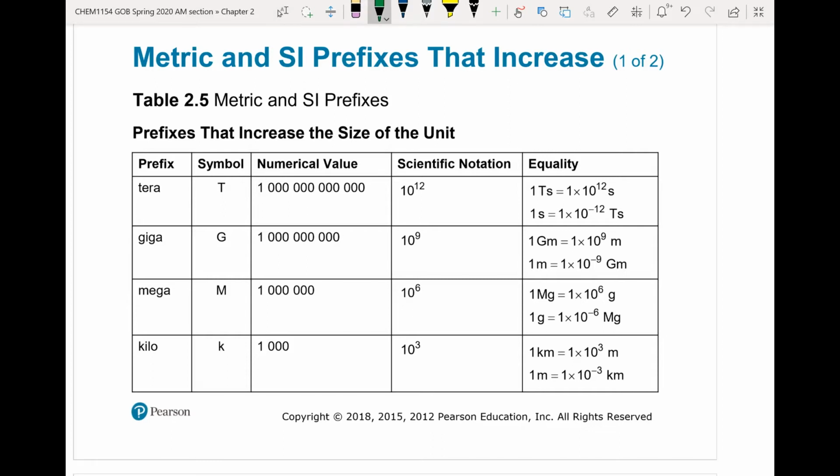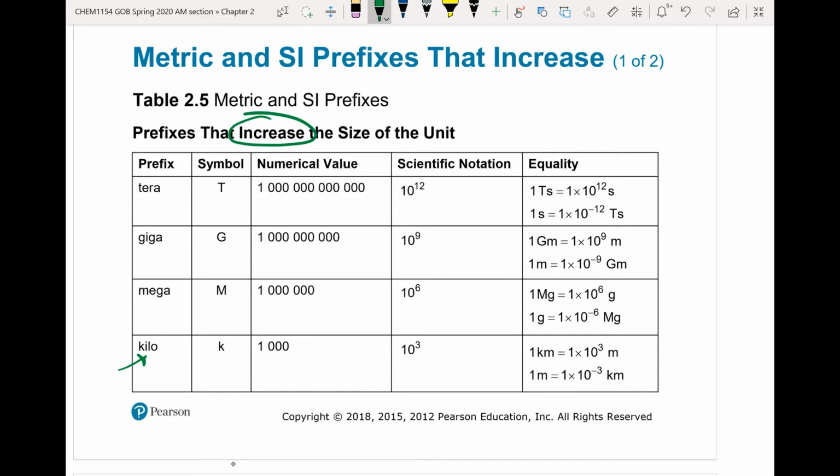All right, so let's first take a look at the prefixes that are going to increase the size of the unit. There may be a couple of these that you've heard before. Now we're going to make a little bit more sense of them. The first one is called kilo. We need to know the prefix, we need to know the symbol, and we need to know the numerical value, or what it actually means.